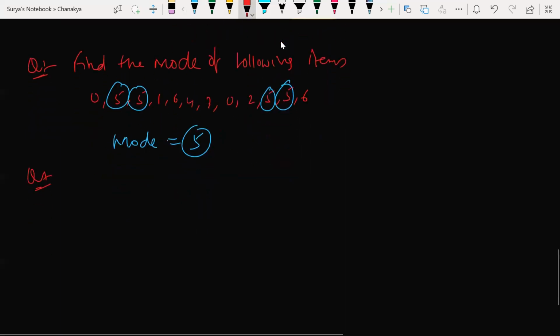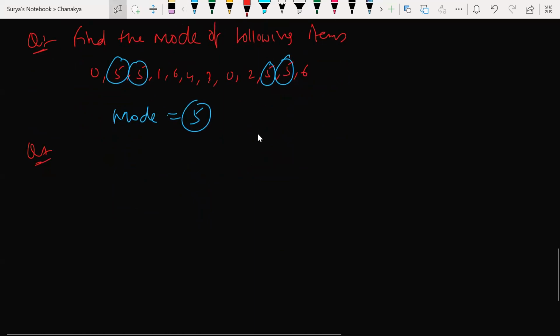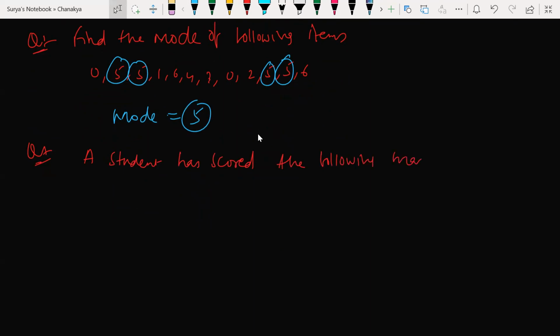Okay, look at this. A student has scored the following marks in 6 subjects. They are 30, 19.